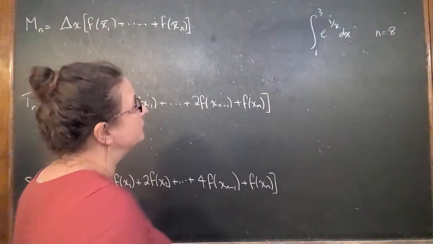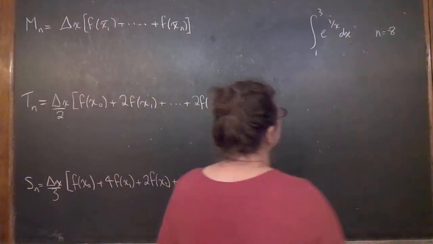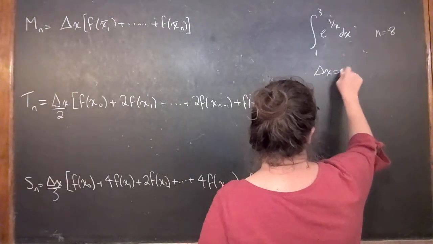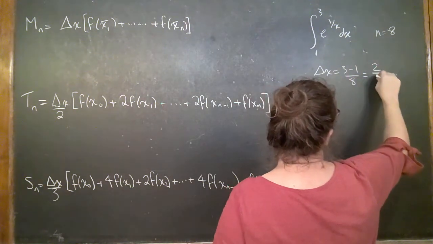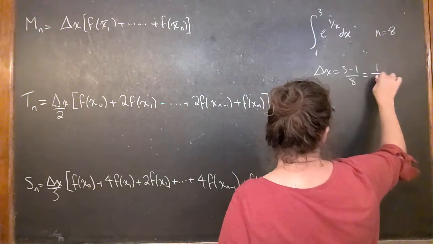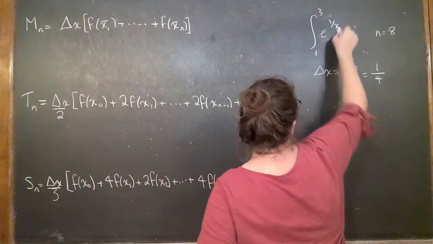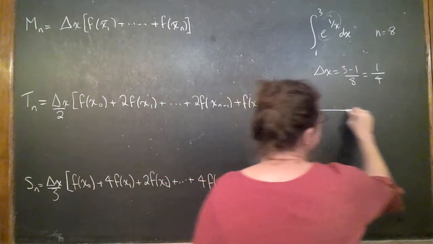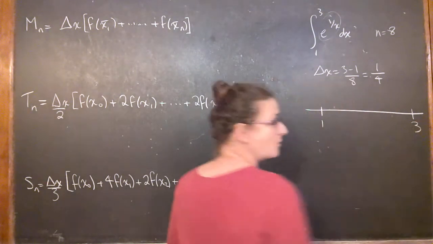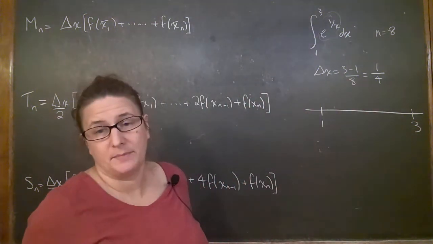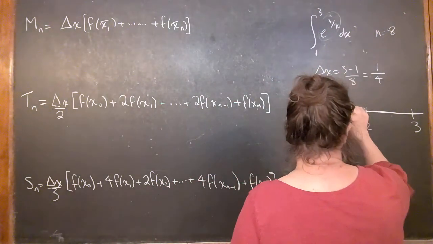In order to do it, of course, I have to first figure out what my delta x is, right? Since n equals 8, then delta x is (3 minus 1) over 8, right? So 2/8 or 1/4. Okay? And my f of x is then this e to the 1 over x. I'm taking the interval from 1 to 3, and I'm dividing it up into 8 pieces, right? Each of 1/4, so you can see what that's going to be.